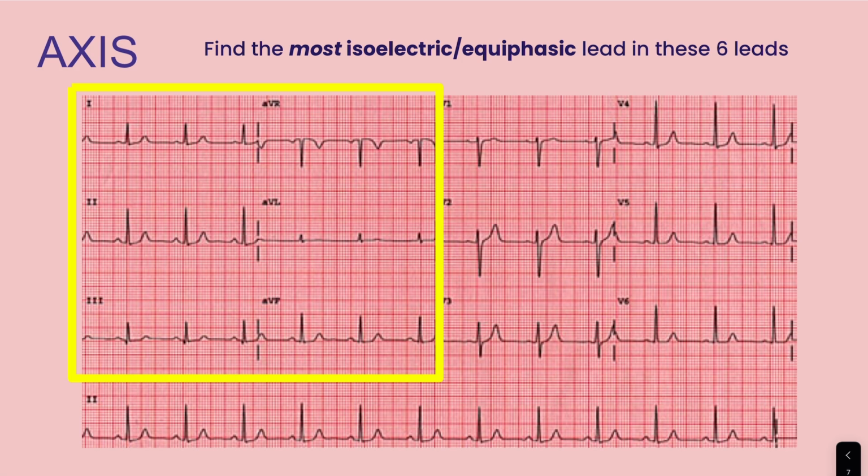And I think it's pretty easy to tell with this one the most isoelectric line here is going to be AVL. It's the line that is the flattest. It is the most close to zero.